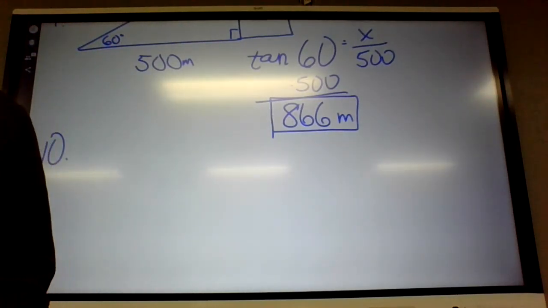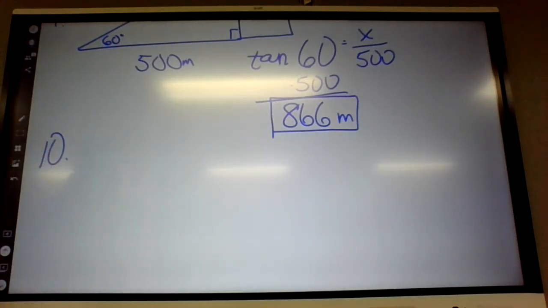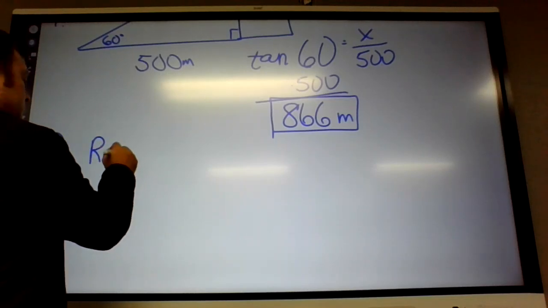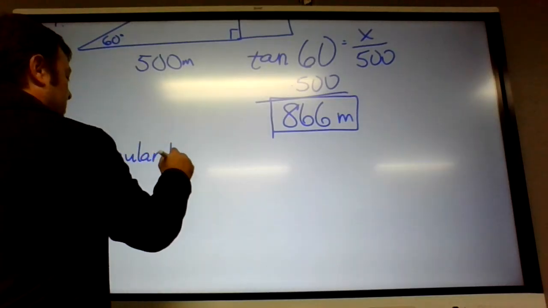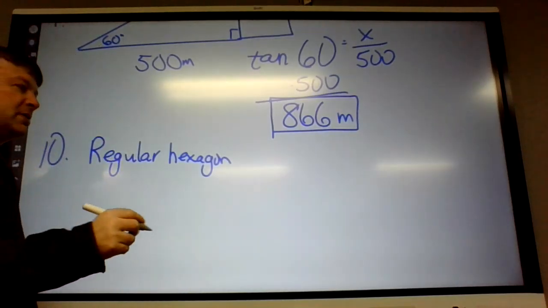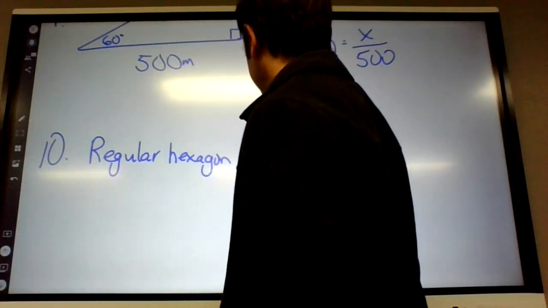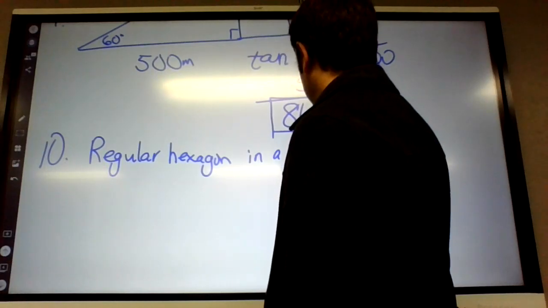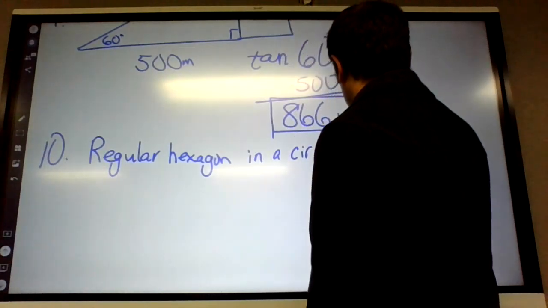Okay, this one a little more concerning. A regular hexagon is inscribed in a circle of radius 6. What's the area? There are 6 sides. Regular hexagon. I think the one on the test is an octagon. You guys know what that is, right? Yeah. 7 sides. I'm joking. 8 sides.